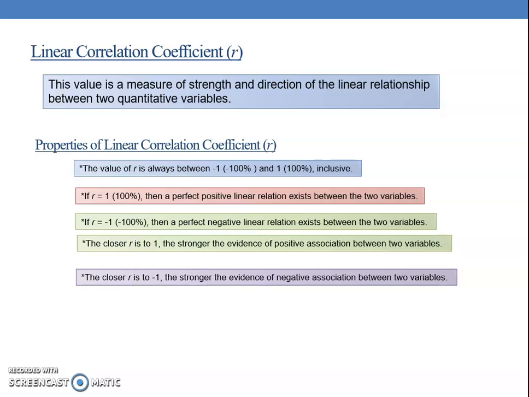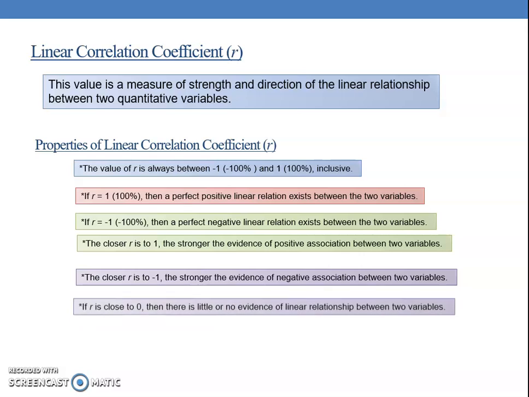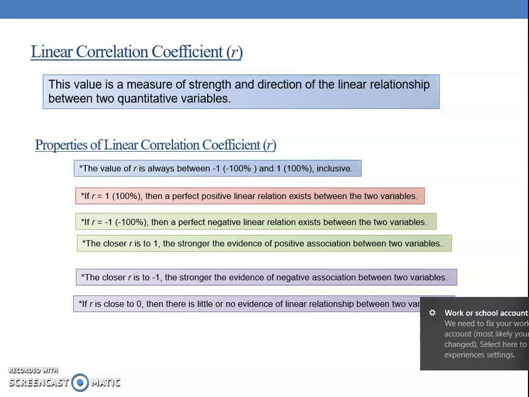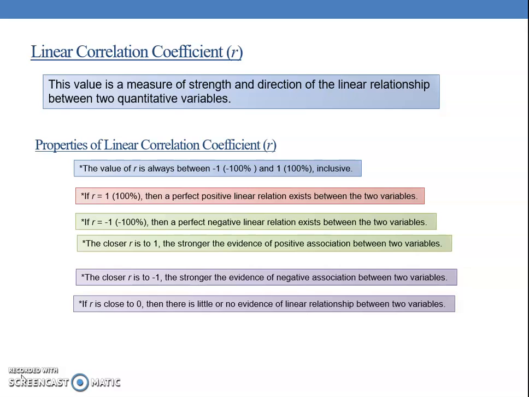Similarly, if r is close to -1, it's also a strong correlation or strong association, but we say it's a negative association. And finally, if r is close to 0, for example, 5% or -2%, then there is little or no evidence of linear relationship between the two variables.